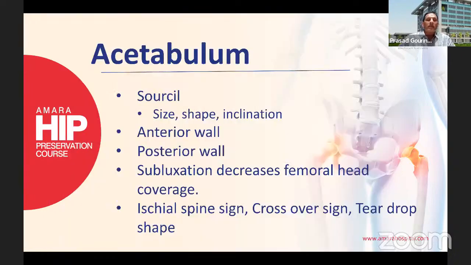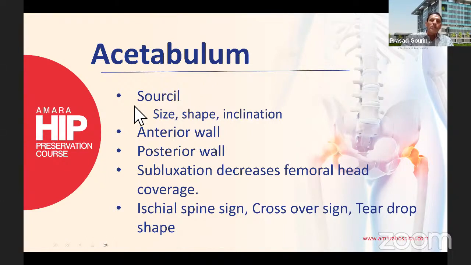So based on the little background, we start looking at individual structures. The acetabulum is the first one we're going to talk about. It's not that complicated if you divide the acetabulum into looking at the sourcil, anterior wall, and posterior wall. Only 3 things to look at. The sourcil is the weight-bearing dome where you have subchondral sclerosis, so it's a dense line going from medial to lateral on the femoral head.